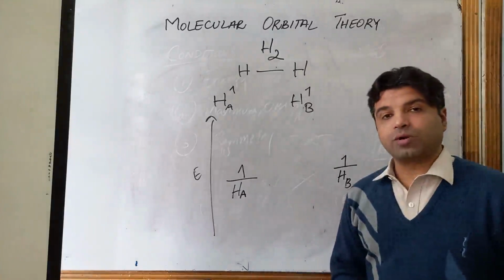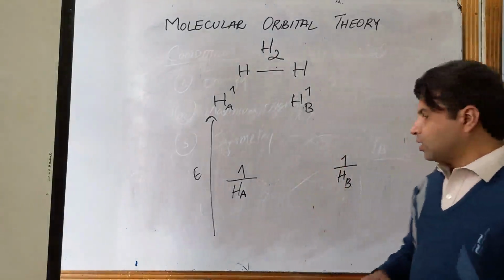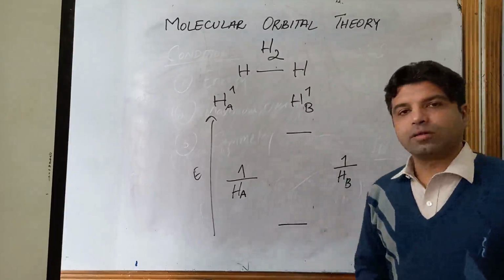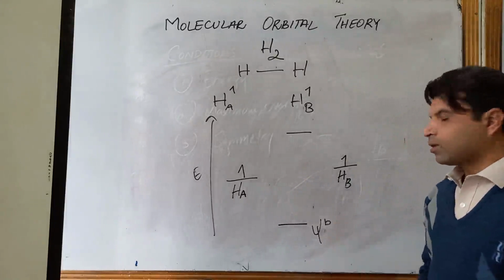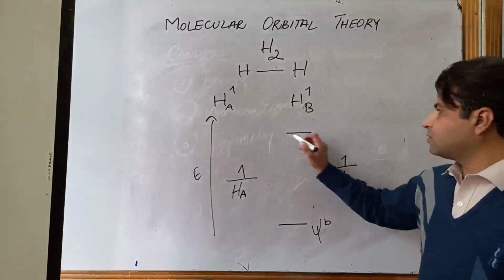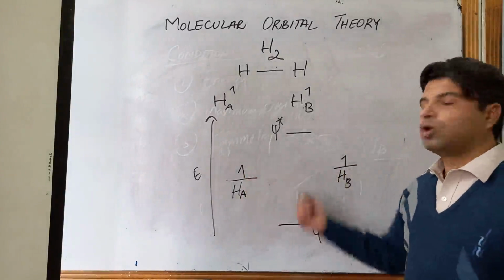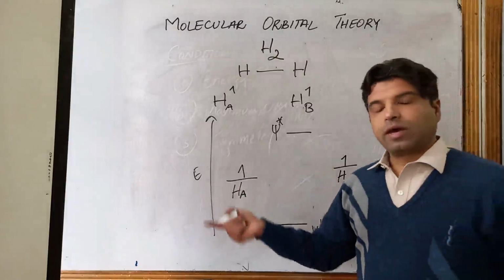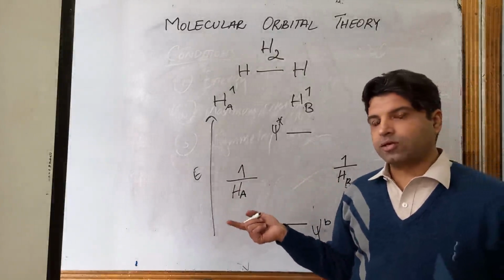Now when these two atomic orbitals overlap with each other, they will form two molecular orbitals, a bonding molecular orbital and an antibonding molecular orbital. So this side, bonding, will have lower energy as compared to both the atomic orbitals, and this side, star antibonding, will have higher energy as compared to both the atomic orbitals of Ha and Hb. Now, as we saw in the equations, next you have to find the electronic density.